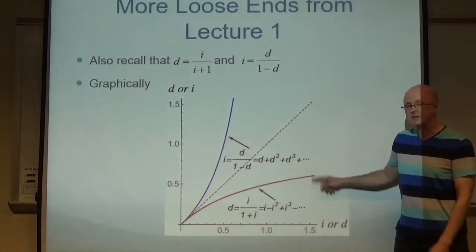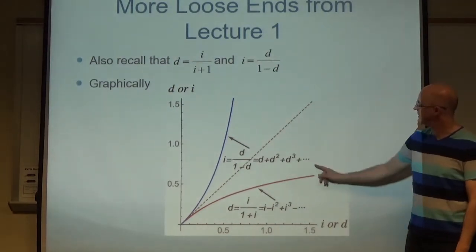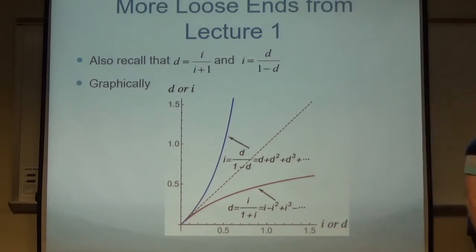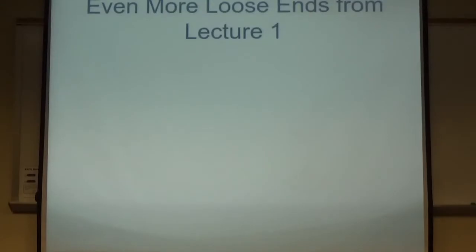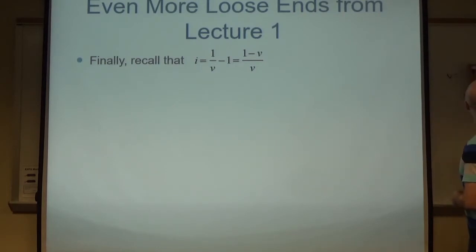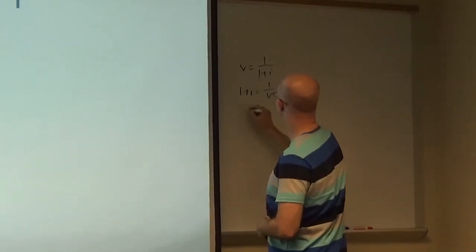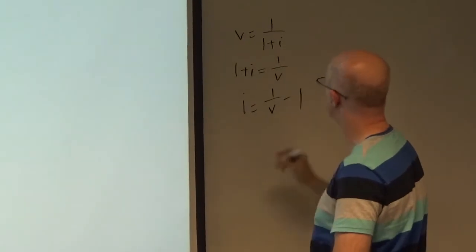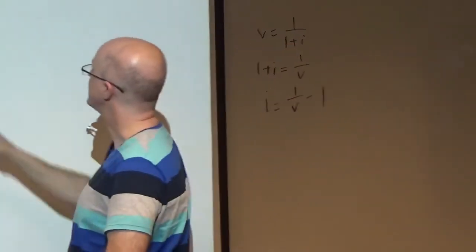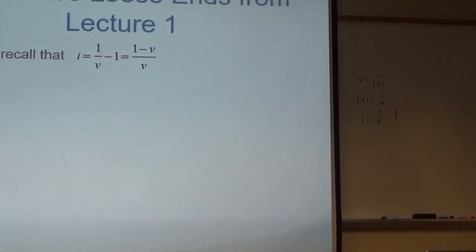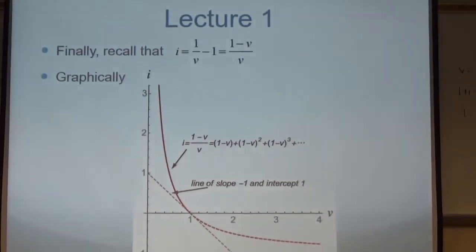If you know about geometric series, which we will talk about more in this video, you can verify these equations. You can also think of these in terms of Taylor series if you know about Taylor series, which you should. More loose ends. Finally, recall that since v is 1 over 1 plus i, taking the reciprocal of both sides of that equation, 1 plus i is 1 over v, so i is 1 over v minus 1, which can simplify to 1 minus v over v. So you can write i as a function of v, and you can interpret the graph of that too.